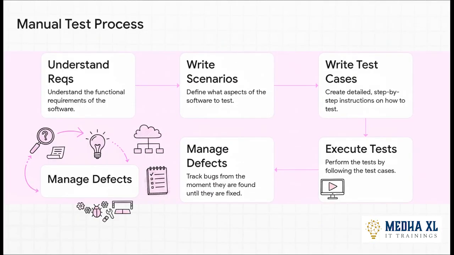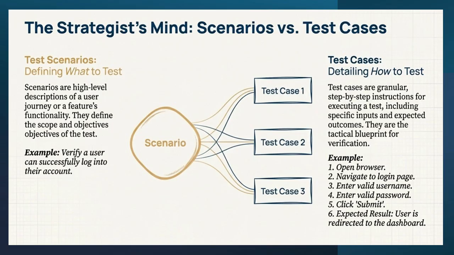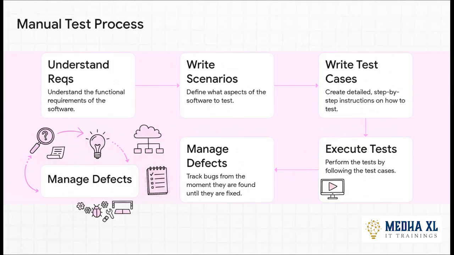Okay, so here's the entire workflow, and this cycle is so important. First up, you've got to understand the requirements. I mean, you can't test something if you don't know what it's supposed to do, right? From there, testers create these broad scenarios, and then they drill down into really detailed, step-by-step test cases. Think of these like recipes for finding bugs. Then, of course, they execute the tests. And finally, and this is a big one, they manage the defects. That means tracking every single bug from the moment it's found until it's squashed, making sure nothing slips through the cracks.